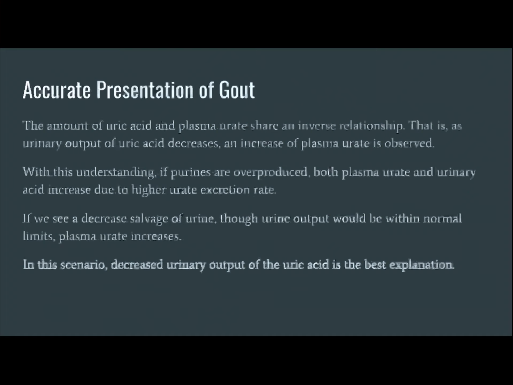In this scenario, decreased urinary output of the uric acid is the best explanation. If purines are overproduced, both plasma urate and urinary uric acid increase due to higher urate excretion rate. If we see a decreased salvage, urine output would be within normal limits, though plasma urate would increase.